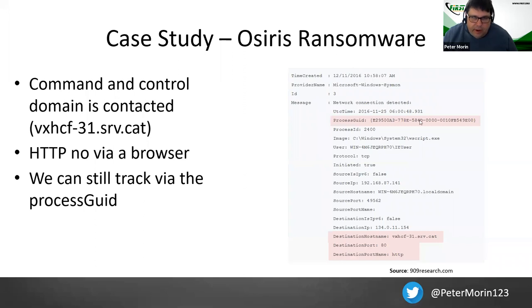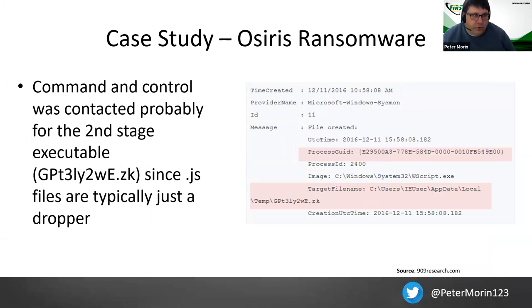Now, again, following that same process GUID, we could see that there is command and control, so network is turned on. We could see here that destination of VXHCF-31.srv.cat on port 80, so HTTP. So we could see that essentially, in this case, a non-browser made an HTTP connection to something on the outside of the internet. And we could follow that from the process GUID. So we had the dropper execute, we had some files that were copied into a directory. Then we have our first command and control communication to the internet using something other than a browser.